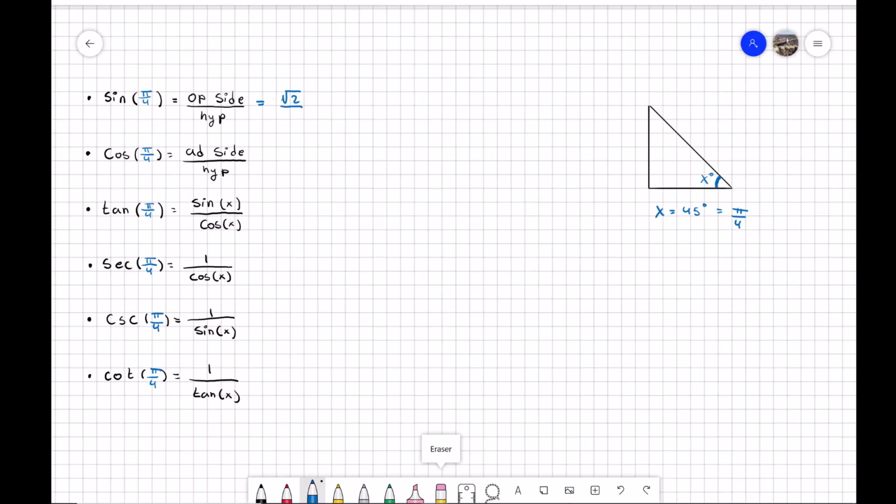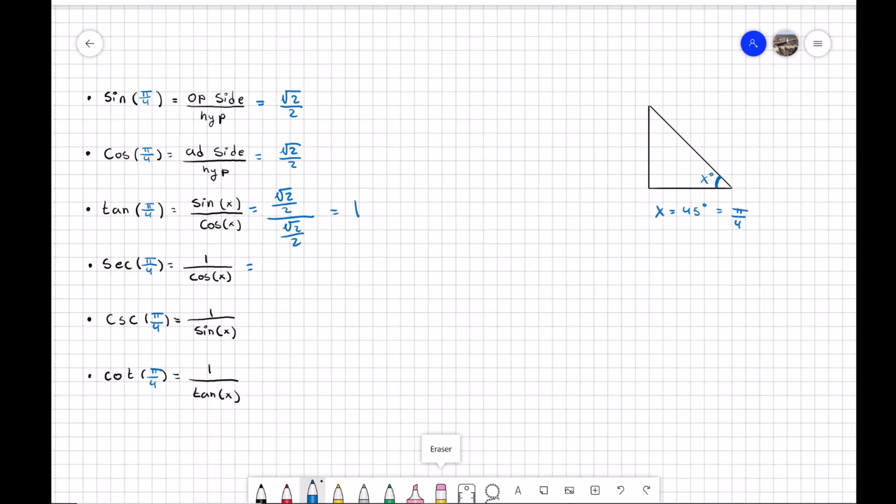of 2 over 2. And then the cosine is also going to be the same thing, the square root of 2 over 2. So the tangent is the sine over the cosine, right? So it's going to be the square root of 2 over 2 divided by the square root of 2 over 2, which is going to be 1.